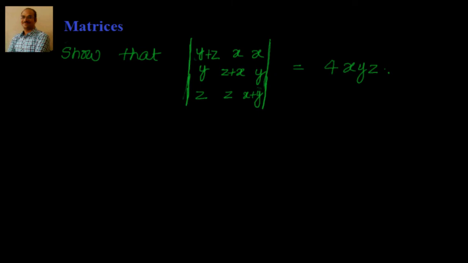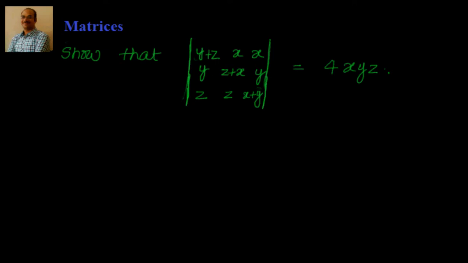We are solving some problems as part of matrices, and we are going through determinants. So we have a problem to solve. We have to show that the determinant of the matrix with rows y plus z, x, x; y, z plus x, y; z, z, x plus y, is equal to 4xyz. That's what we have to prove.